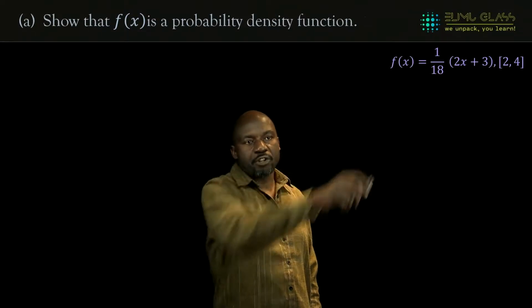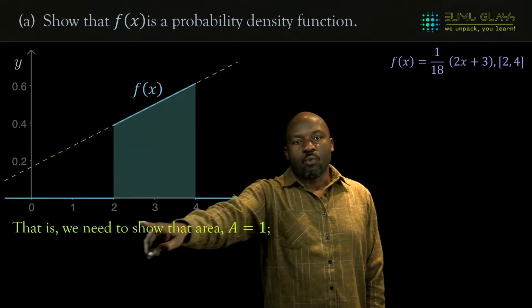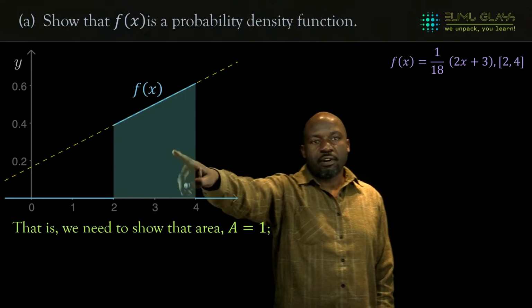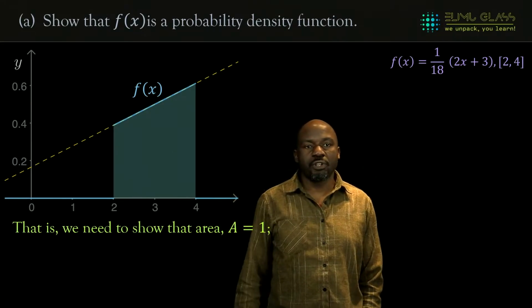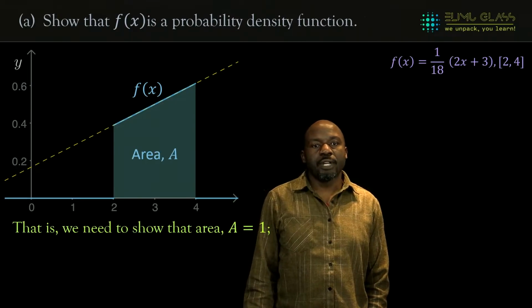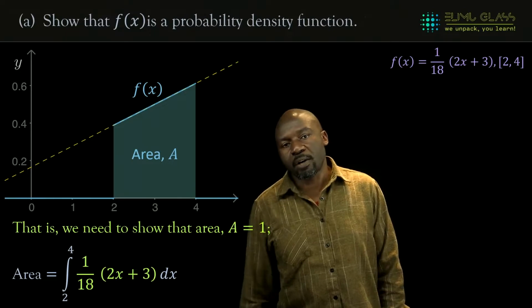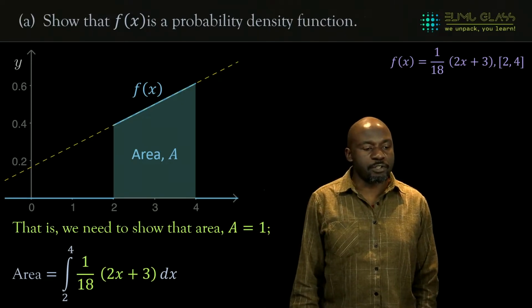So I've put our function there just to remind us of what we are doing. We're going to integrate that. We need to show that the area under the graph is 1. If we can show that it is 1, then it is a probability density function. Well, to do that, we just integrate between 2 and 4 of 1 over 18 into 2x plus 3.